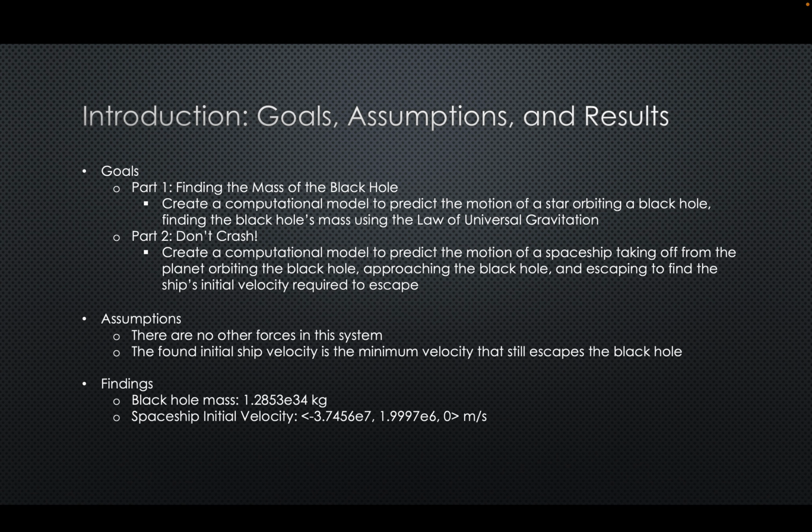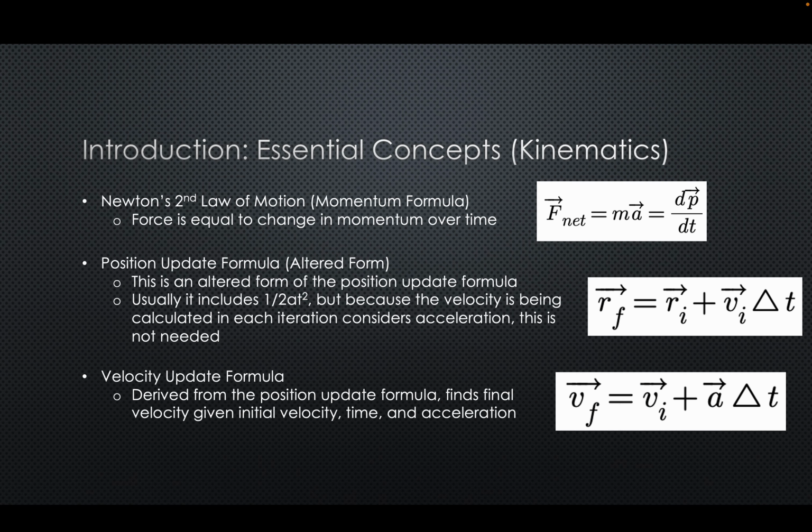We assumed there were no other external forces, and the findings were that the black hole mass was about 1.3 times 10 to 34 kilograms, and the initial velocity of the spaceship was negative 3.75 times 10 to the 7th meters per second, the x component, and about 2 times 10 to the 6th meters per second, the y component.